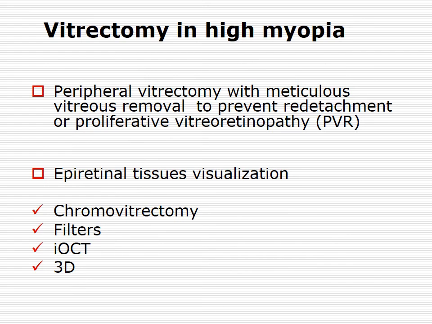Peripheral vitrectomy with meticulous vitreous removal to prevent redetachment or proliferative vitreoretinopathy is an important issue. Use something to assist to see epiretinal tissue, like chromovitrectomy using dyes, filters in the microscope, 3D surgery, or intraoperative OCT.